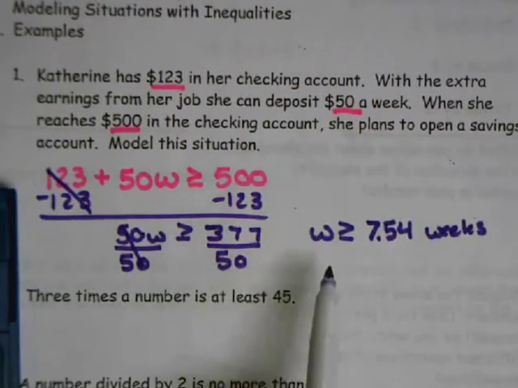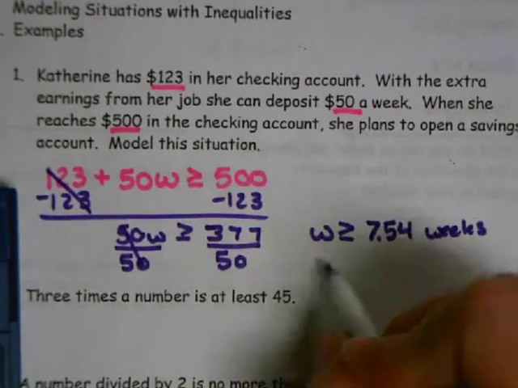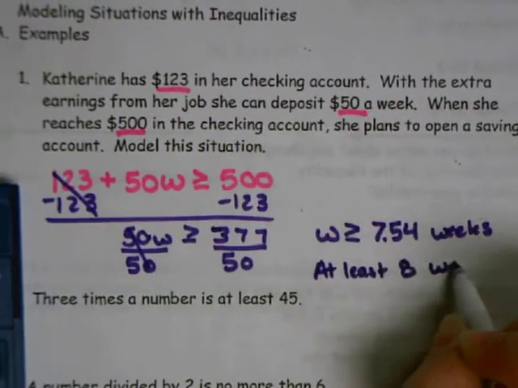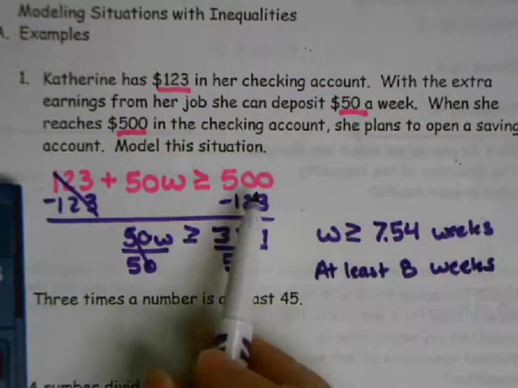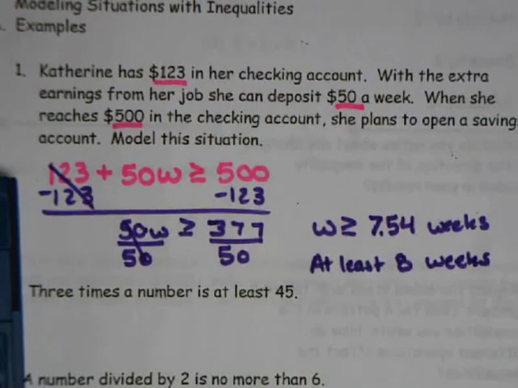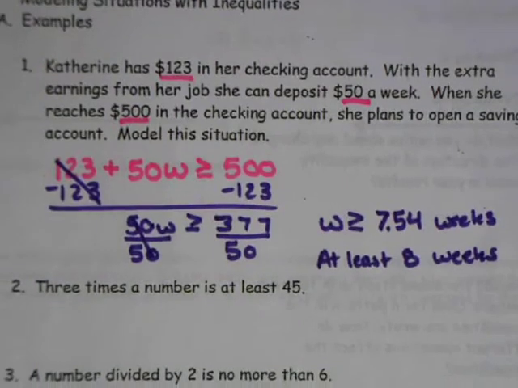So in her reality, how long will it take her to do this? It will take her at least, right, 8 weeks. At 8 weeks, she'll be at or above $500. And then at that point, at 8 weeks or after, she'll be able to open a checking account, right? So that's what we would do for this one.